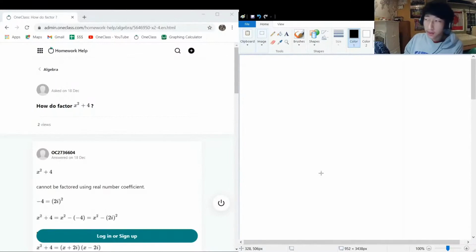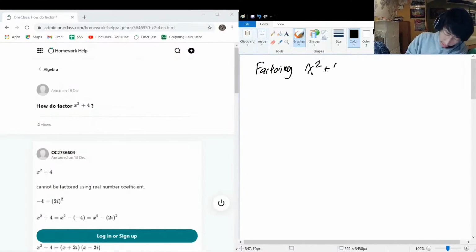Okay, so the next question that we have on the menu today is asking us, how do we factor x squared plus 4? Factoring x squared plus 4. Okay, now the reality is this is going to be impossible to do unless we go into the complex number world, the imaginary number world, as some of you may have also heard of it.